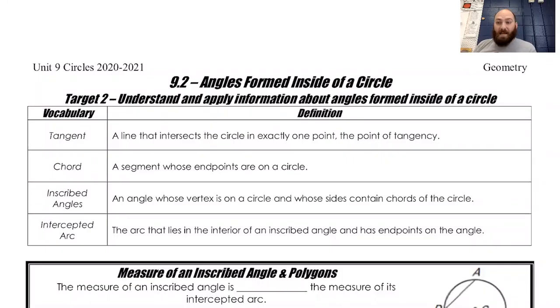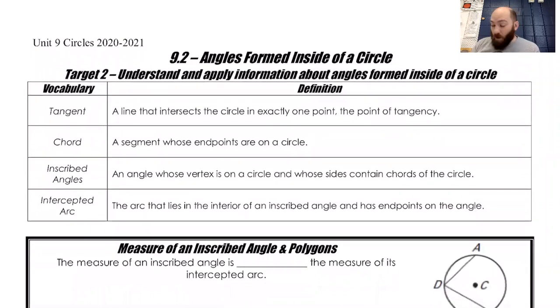Today we're going to be covering 9.2. We're going to be looking at what kind of angles we can form inside of a circle. Okay, and we're going to do them with a variety of different lines and line segments. So we got a few more vocab words.